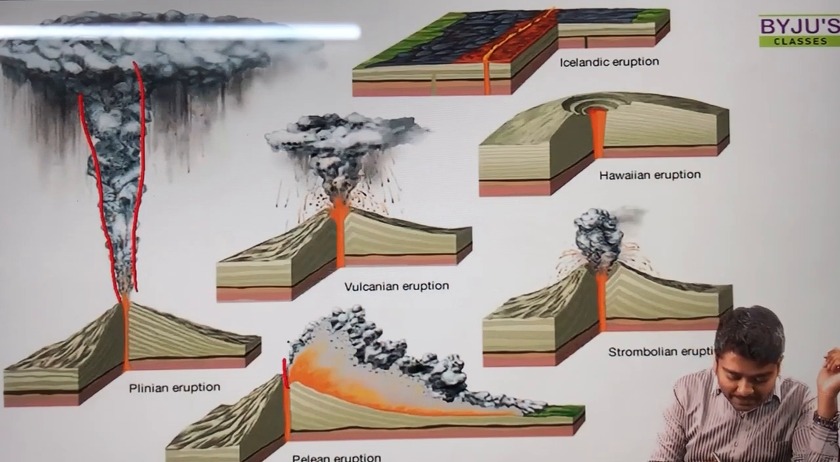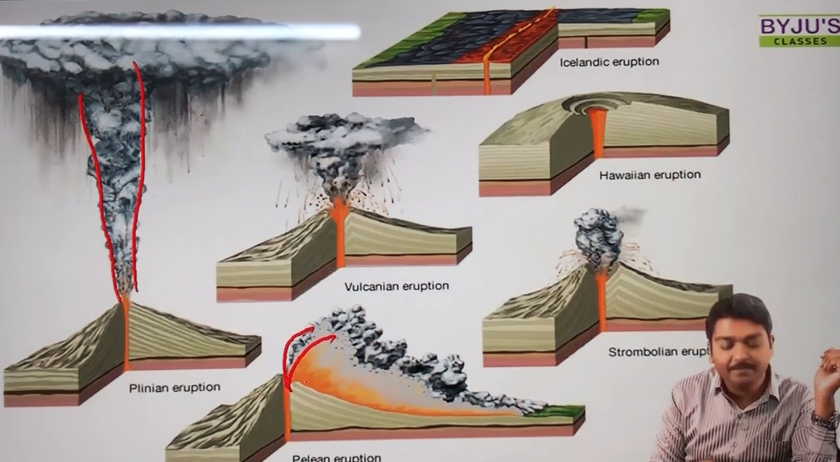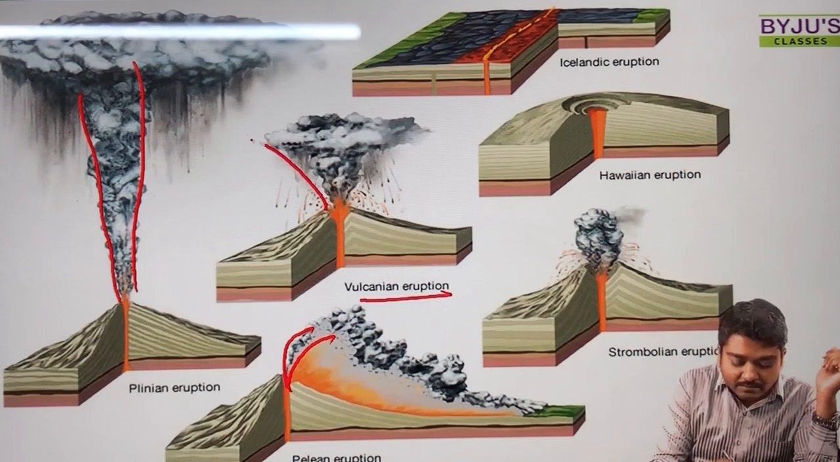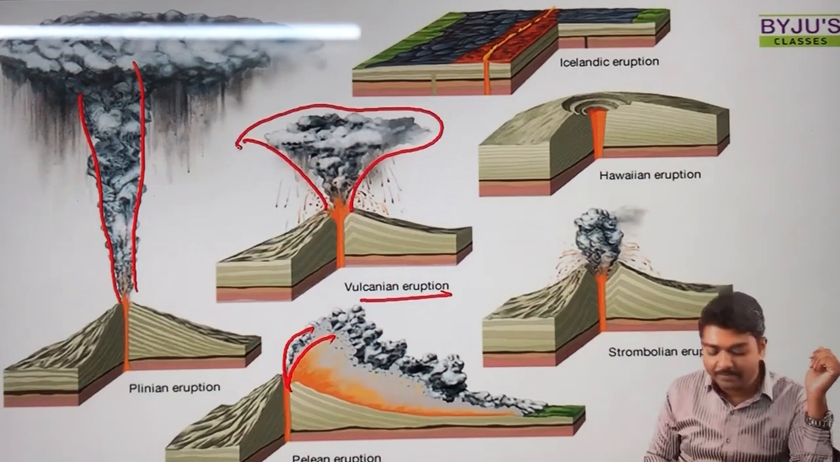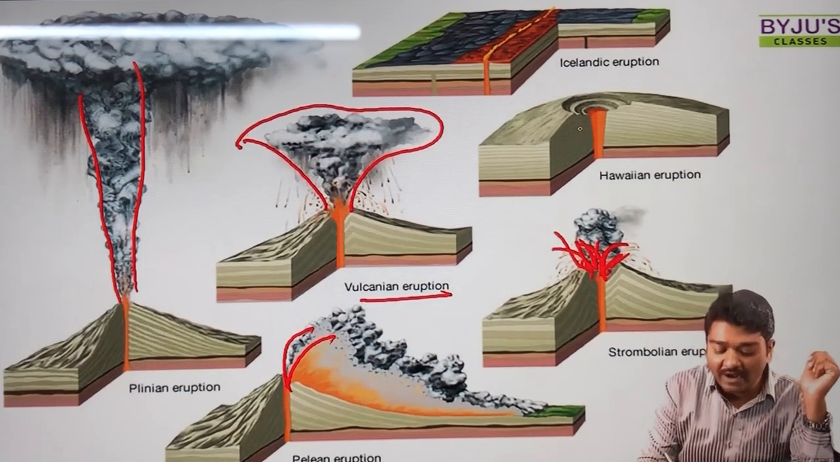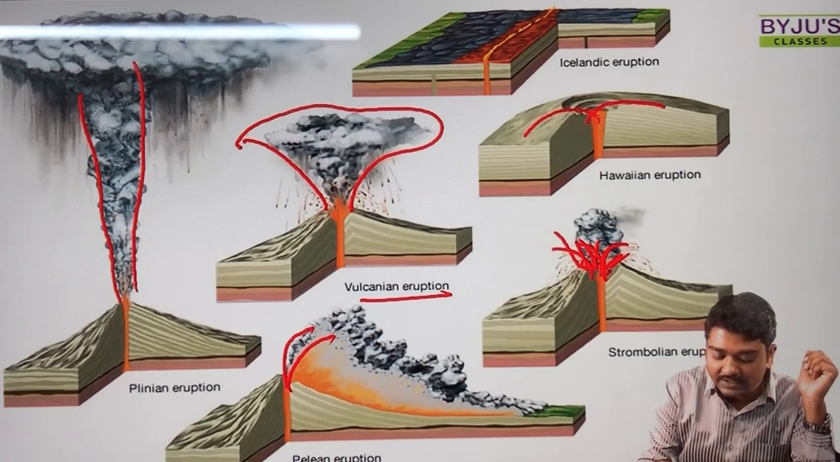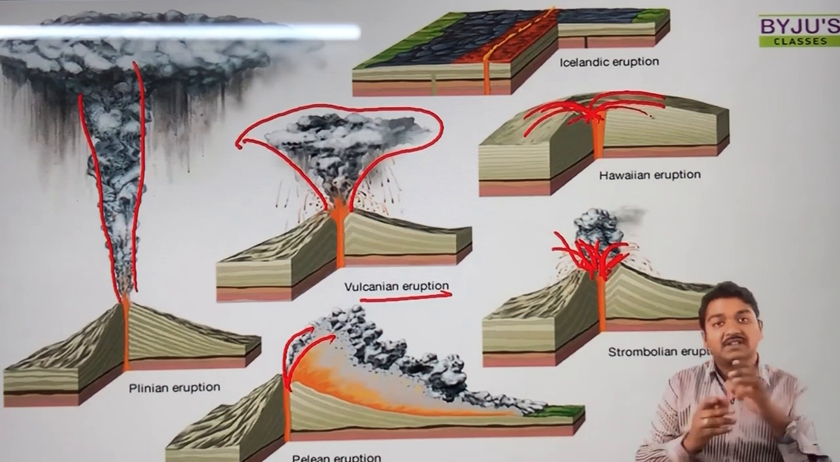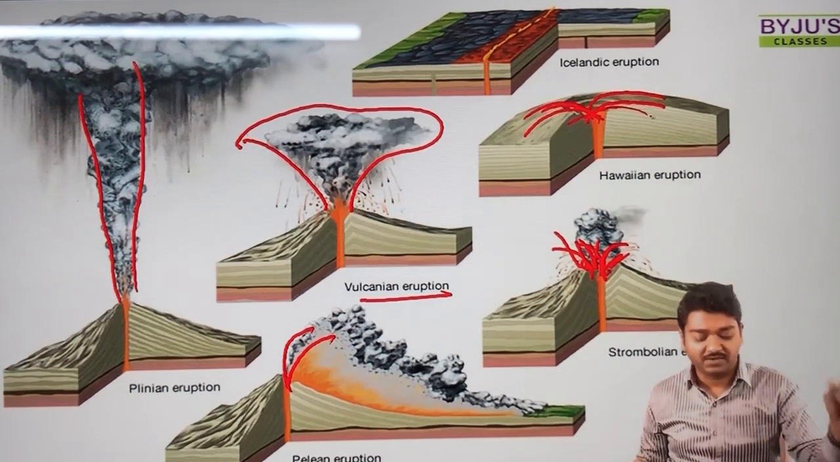So if we see everything together, Plinian has more. You have Pelian less but fire. Vulcanian cloud forming. Strombolian more eruptions, rocks and all comes. Hawaiian cool, isn't it? Cool. So these are the different types based on the eruptions itself.